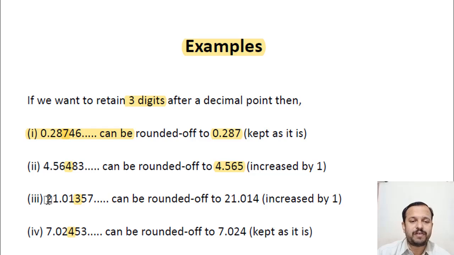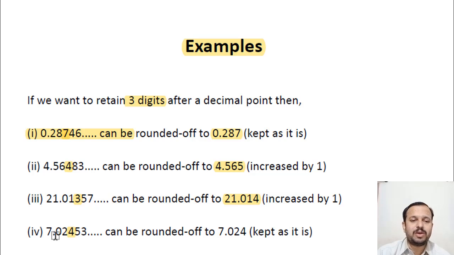So the rounded off number of this given number is 21.014. 3 has been made 4 because this last digit is increased by 1, because the digit next to 3 is 5 and 3 itself is an odd number. According to the procedure, it has to be made even by adding 1. That's what we have done here, and we have rounded off the given number and got this approximate value.